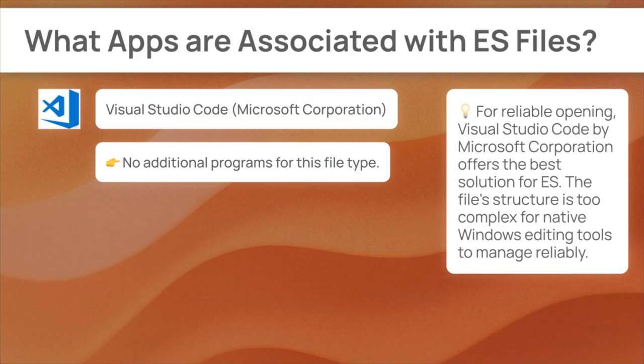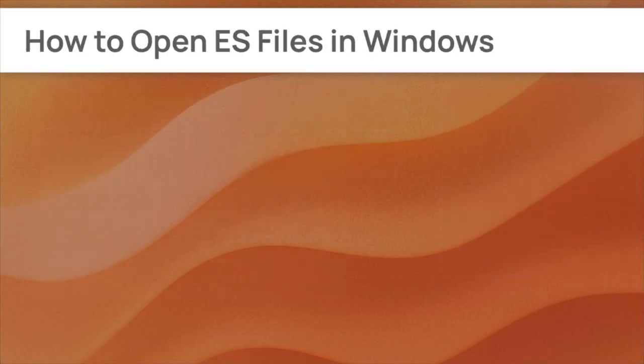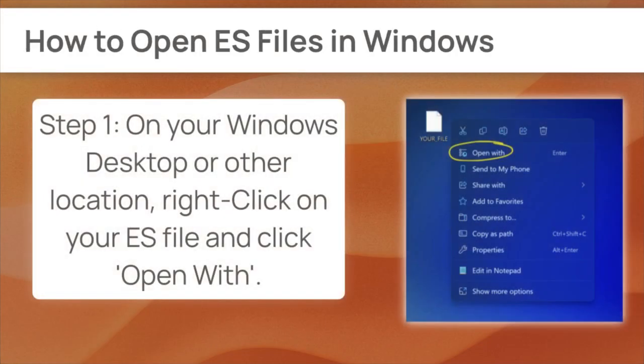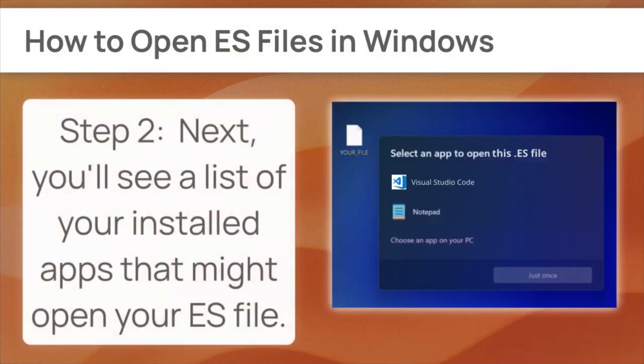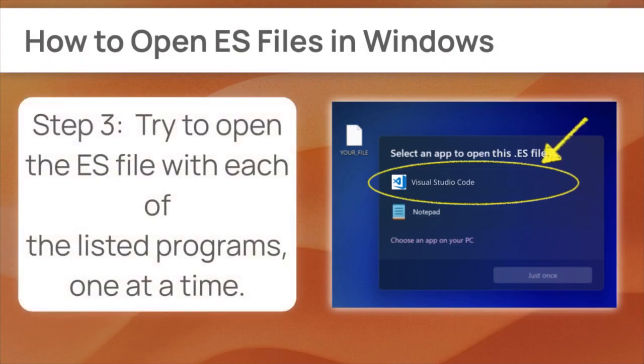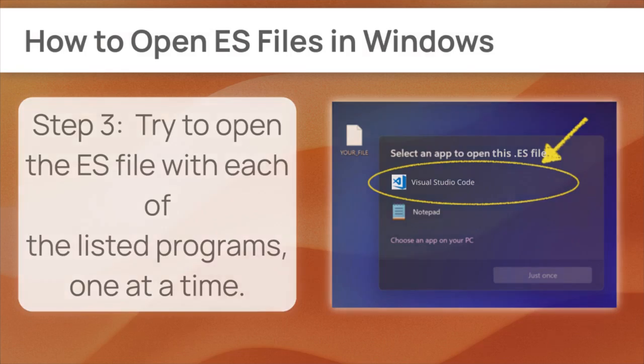Windows can reveal the source, but running the script requires the correct command line environment. To unlock the data, right-click the ES file and select Open With. Test Visual Studio Code if available. If it's absent, choose another program. We must determine which app can properly read the header.